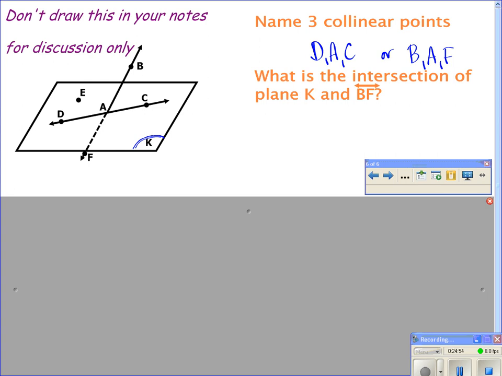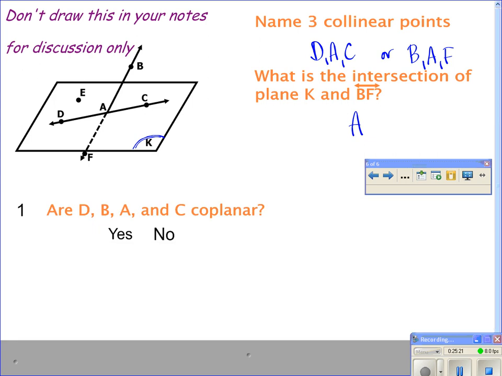So anytime you see a line and there's points on it, you know they're collinear. Okay? Next one. The intersection of plane K, which is the piece of paper, and the line BF, which is the pen. So where do they intersect? Yep, just at A. So they intersect right at that point A.